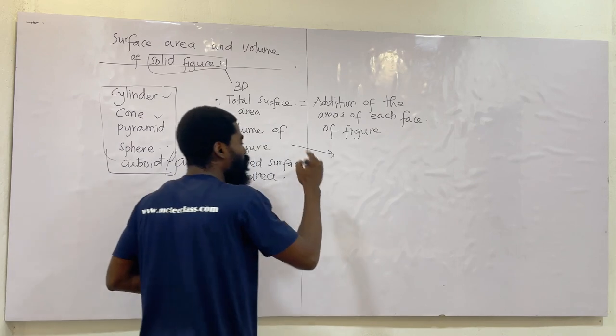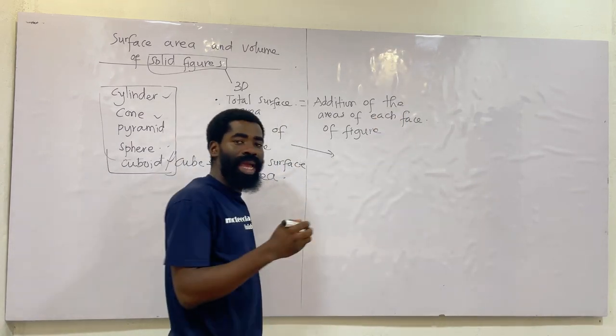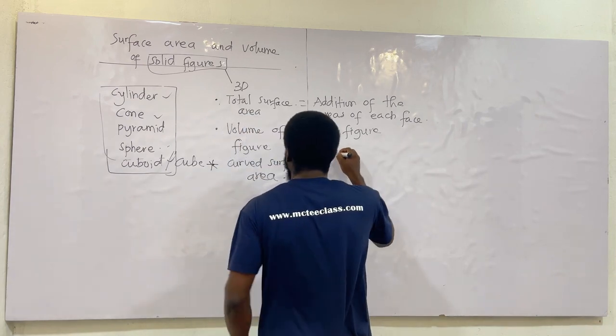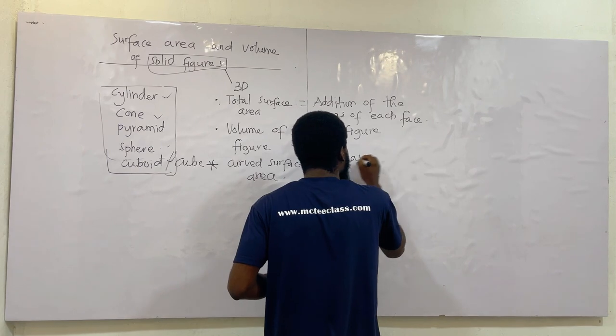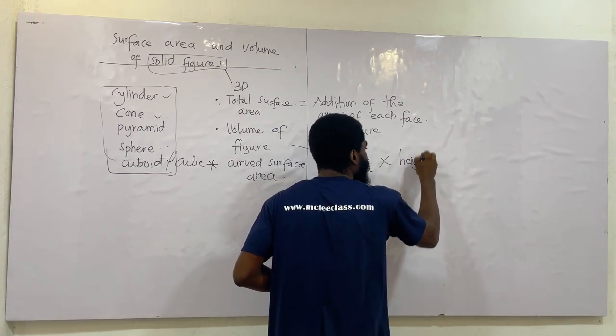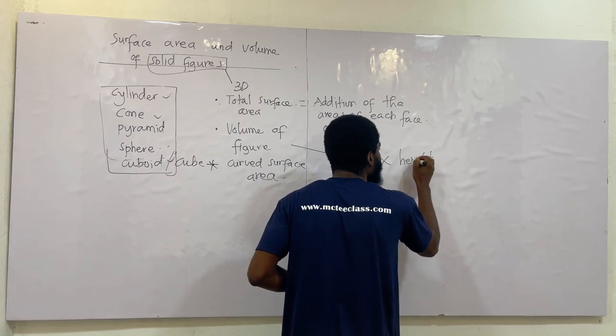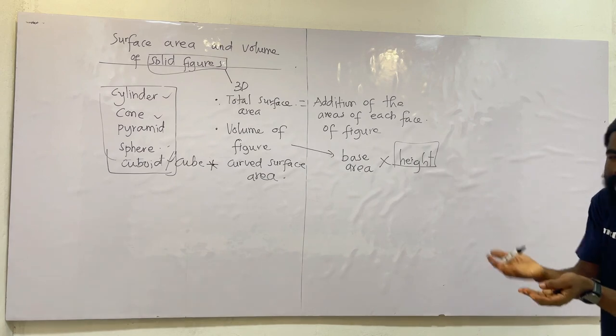Generally, volume equals the base area times the height. So keep that in your head. Volume generally is the area of the base times the height. And one thing you should know about height: it always makes an angle of 90 degrees with the base.